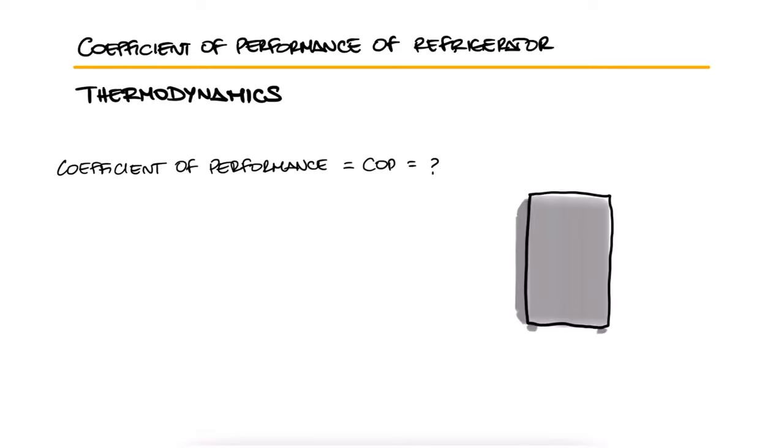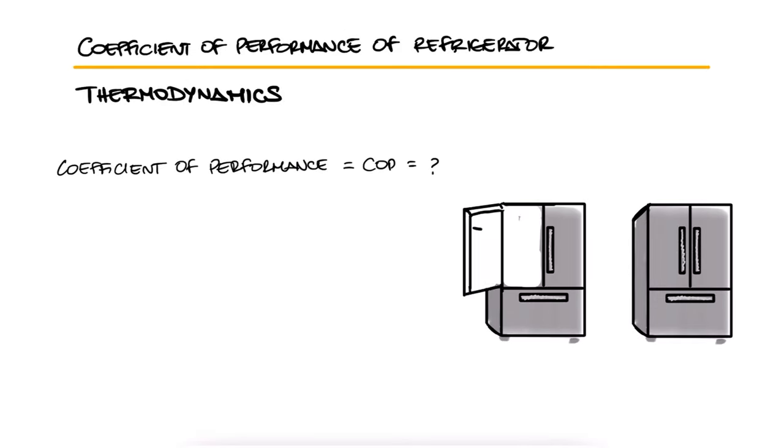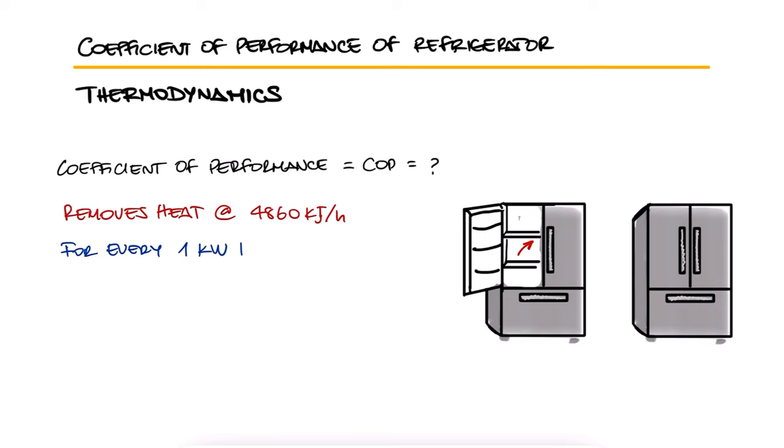What is the coefficient of performance of a refrigerator that removes heat from the food compartment at a rate of 4,860 kilojoules per hour for each kilowatt of power it consumes? Also, determine the rate of heat rejection to the outside air. As usual, pause here and try solving this yourself before watching the solution.